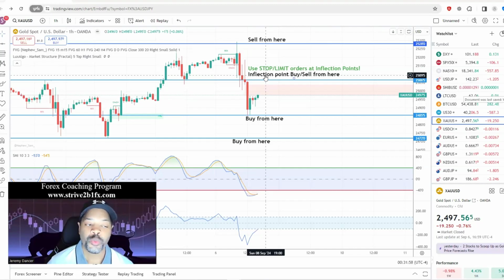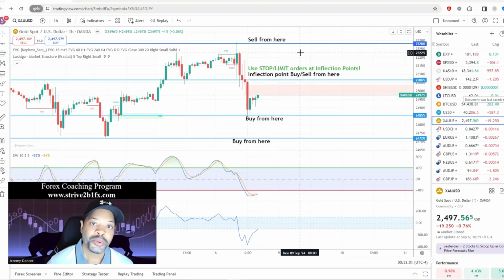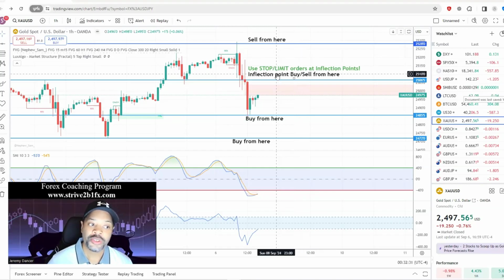If you're not familiar with what an inflection point is, inflection points are areas on the chart where the market shifts. It could be shifting to buyers, it can be shifting to sellers, it can be at a strong support zone and a strong area of resistance. Right now, the inflection point for gold is right around 25.06. This is a very important area for you to pay attention to when it comes to gold, because this area serves as a strong area of resistance.